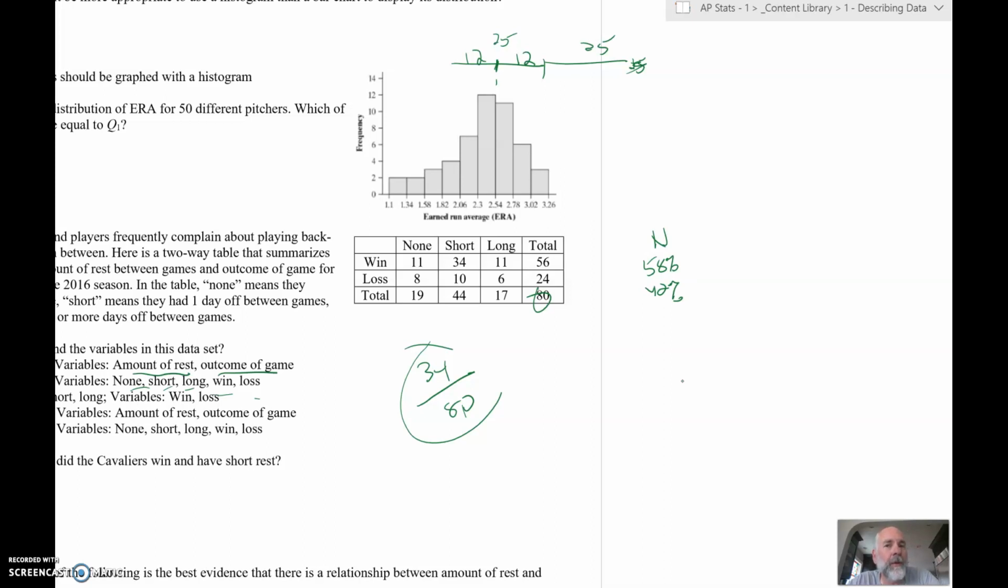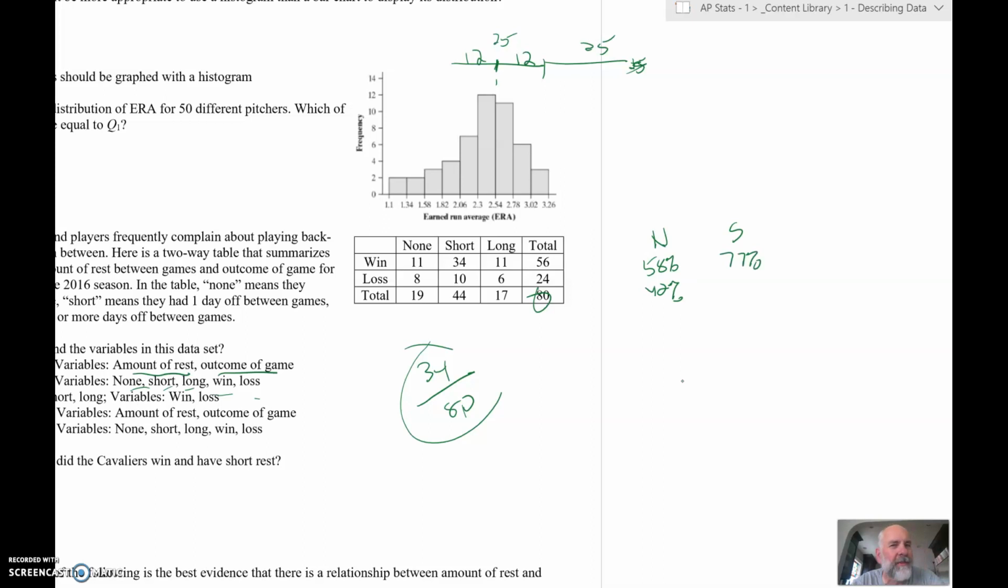If there's no relationship between the variables, then changing one variable doesn't do anything to the other one, and the proportions would stay the same. So now I can look at the short one, which is 34 out of 44. And so for short, it was 34 out of 44, which is 77%.